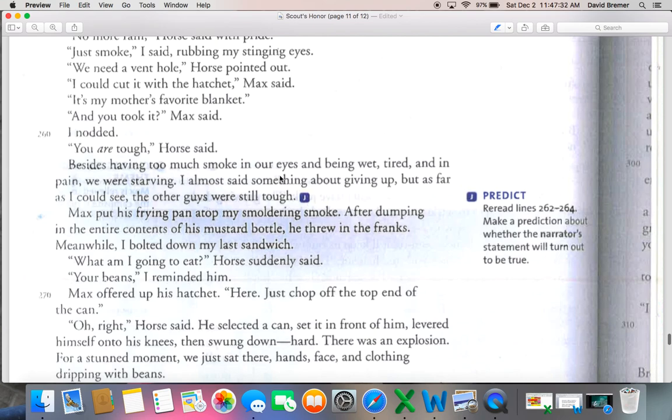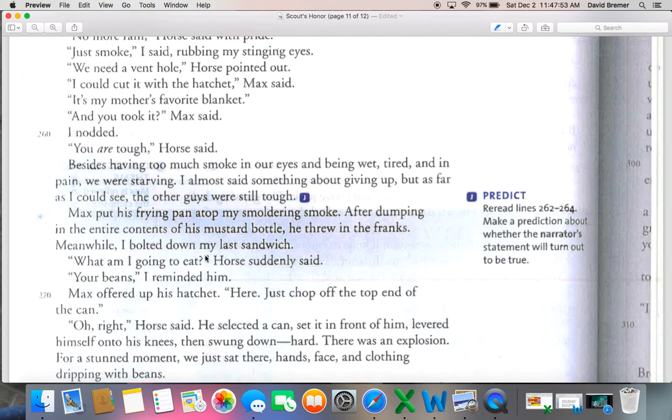Besides having too much smoke in our eyes and being wet, tired, and in pain, we were starving. I almost said something about giving up, but as far as I could see, the other guys were still tough. Max put his frying pan atop my smoldering smoke. After dumping in the entire contents of his mustard bottle, he threw in the franks.